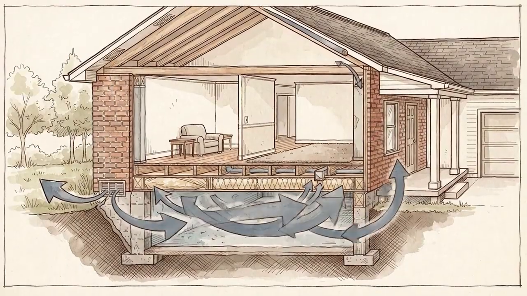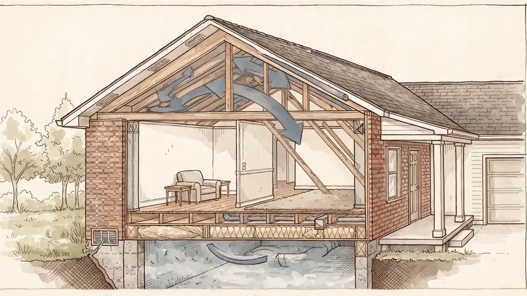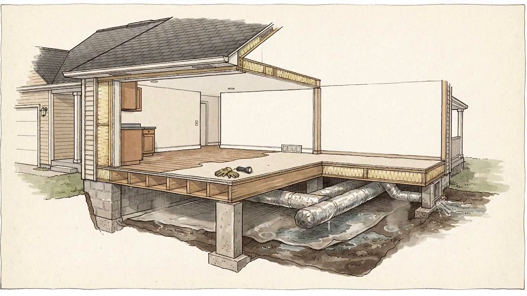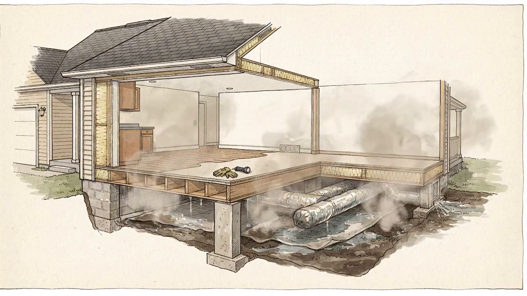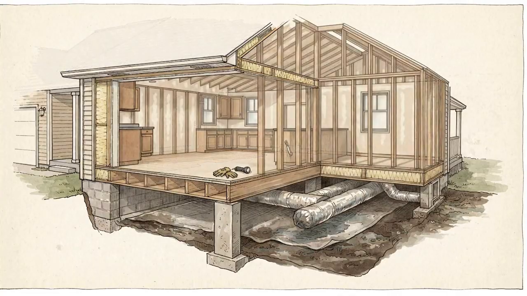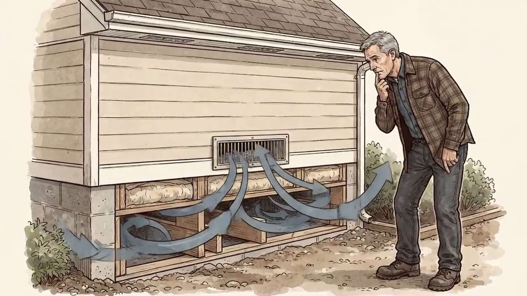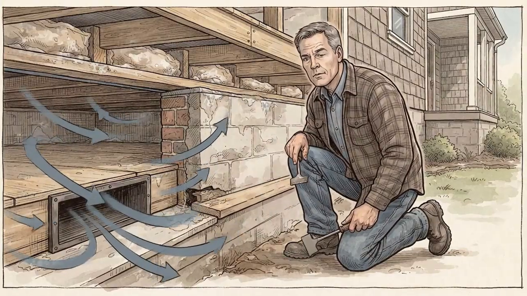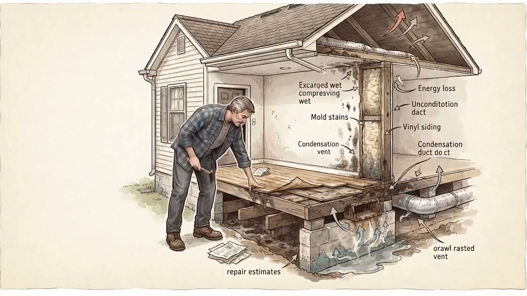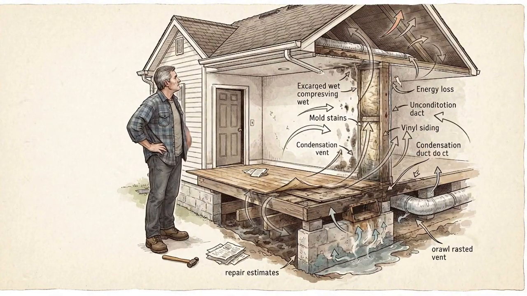Closing the vents eliminates the incoming stream of moist outdoor air. The crawl space will equalize to a lower, more stable humidity level because you have removed the primary moisture source. If your vents have manual covers, close them now. If they are fixed open, temporary foam blocks cut to fit the vent opening cost nothing and eliminate airflow immediately.